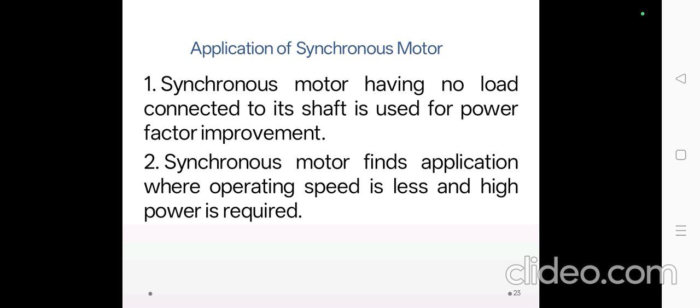Next one is the application of the synchronous motor. The important characteristics of the synchronous motor are constant speed irrespective of the load condition and variable power factor operation. As seen earlier, its power factor can be controlled by controlling its excitation. For over-excitation, its power factor is leading in nature, which is very important from the power factor correction point of view due to constant speed characteristics.